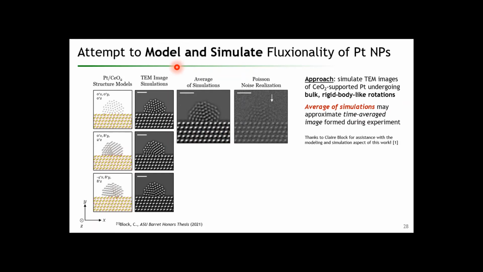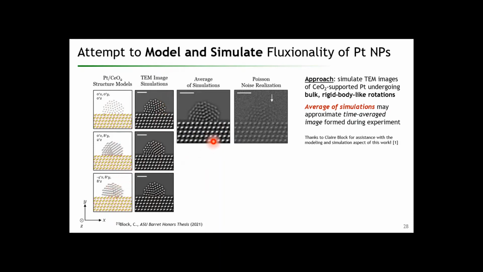There are a lot of other effects that we think are going on, but to a first degree, let's see if we can reproduce the experimental observations by just focusing on bulk rigid-body rotations. Here's an example of three structures where we have a platinum particle on a cerium oxide support, and the particle is undergoing different degrees of rotation. We can simulate the images that correspond to these structures.